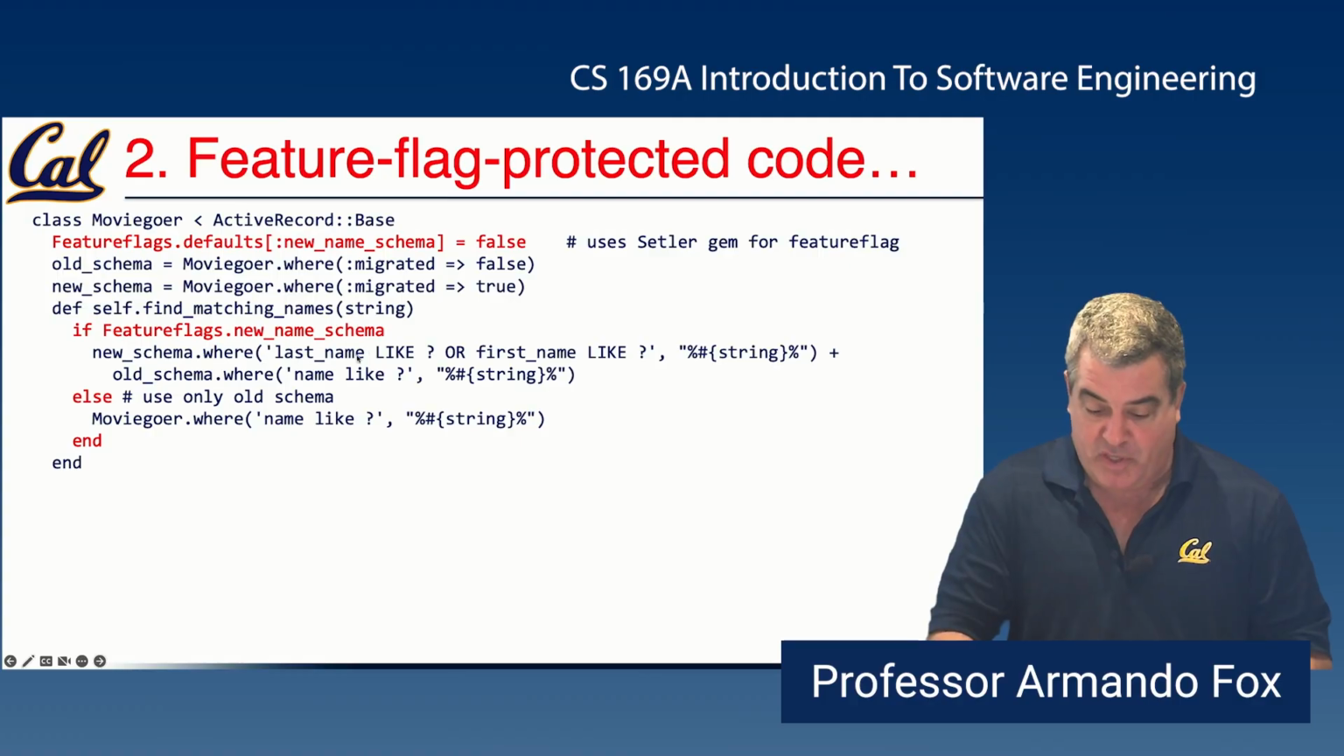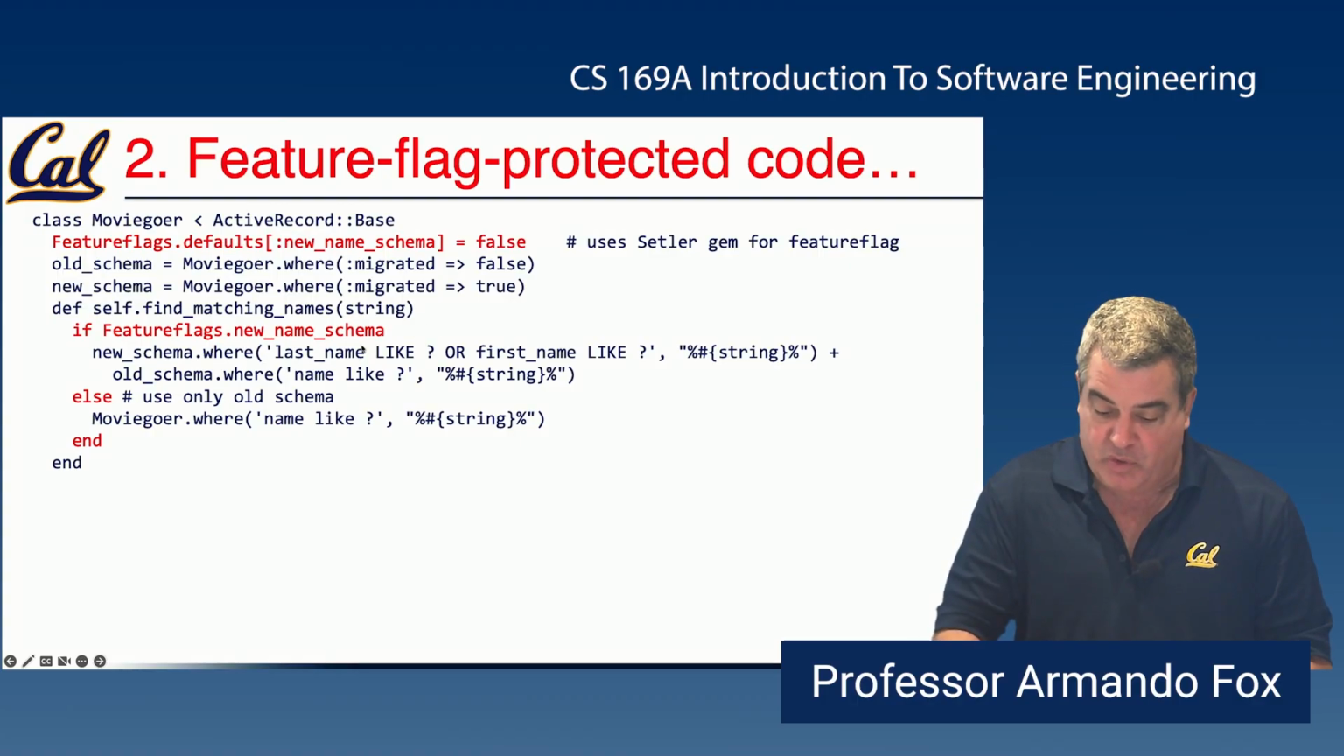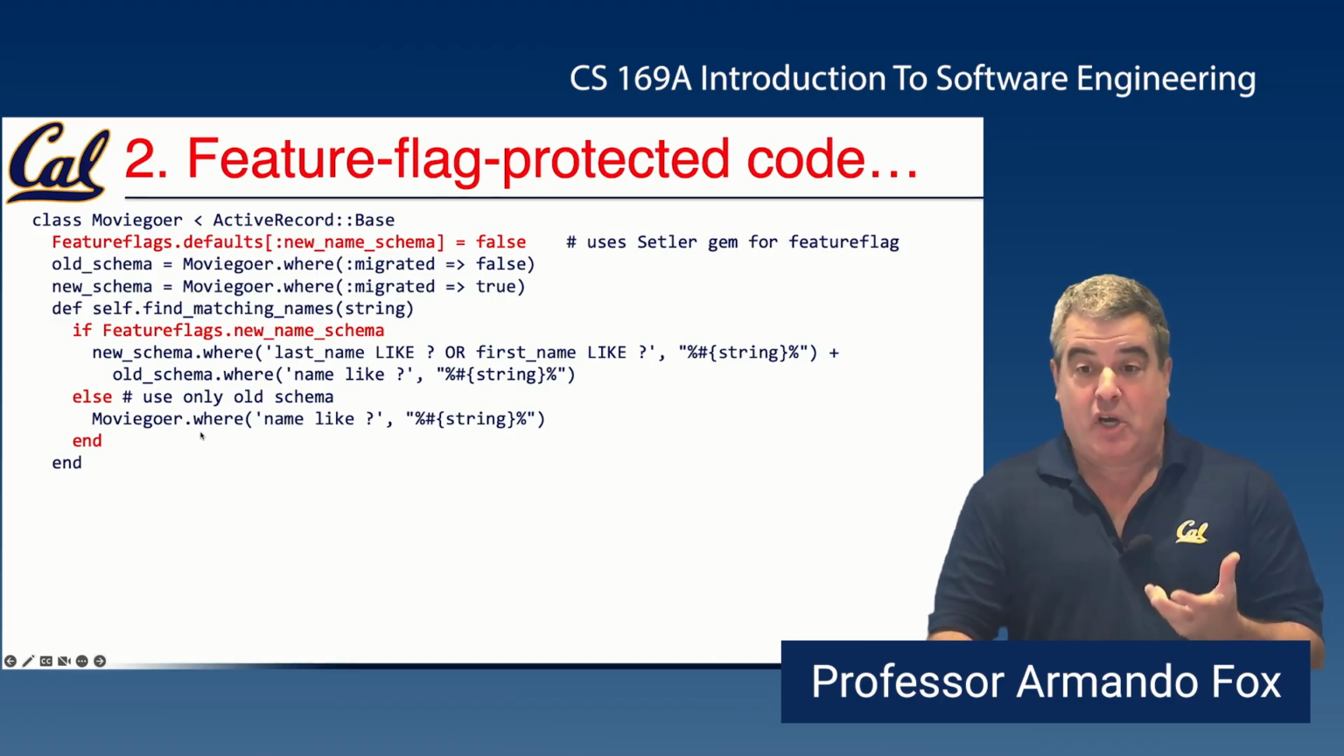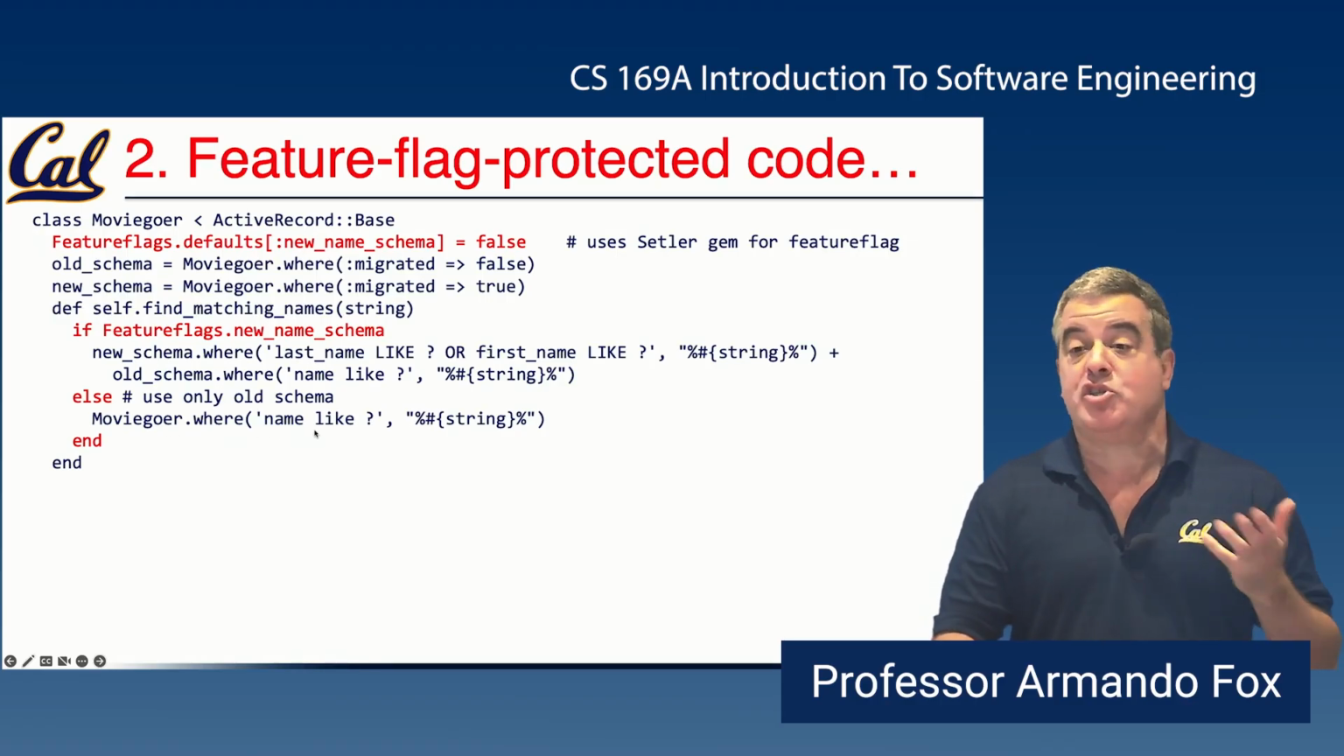If it's false, we do this thing. If it's true, we do this thing. If it's false, which initially it's always going to be false, then we do this thing, which is just the old original code that we had. Okay, so we do that. What else do we have to add?